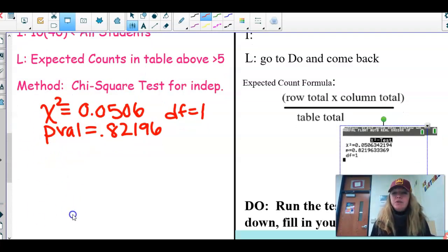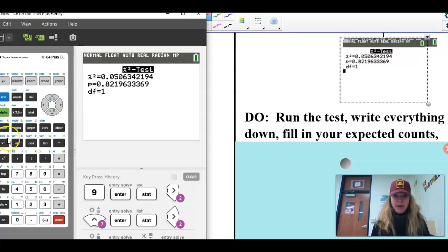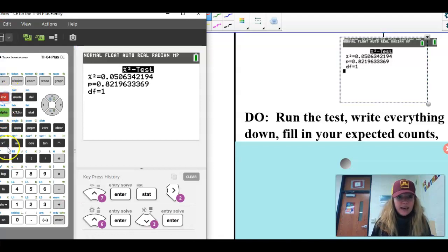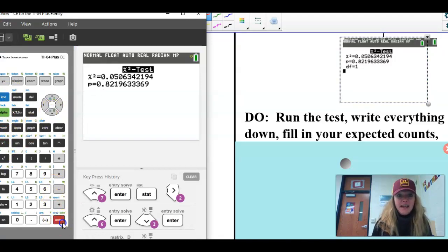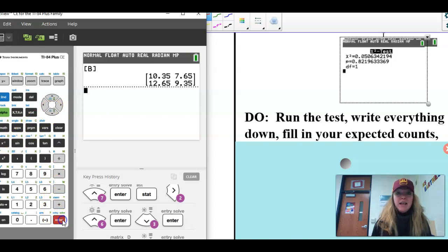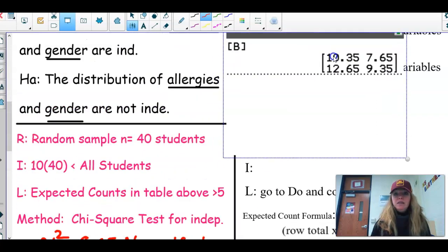And now what I want to do is fill in the test, so you can see that here. Run the test, write everything down, and now don't forget to go back and fill in your expected counts. How do I get those expected counts? I go to my calculator, I go to second x to the negative 1, I go to that b and I hit enter. I hit enter again, and there's my expected counts.